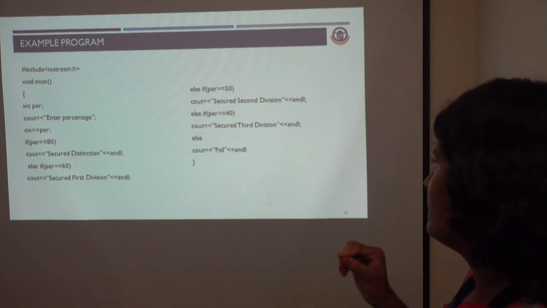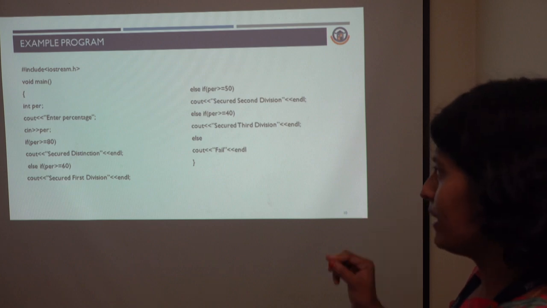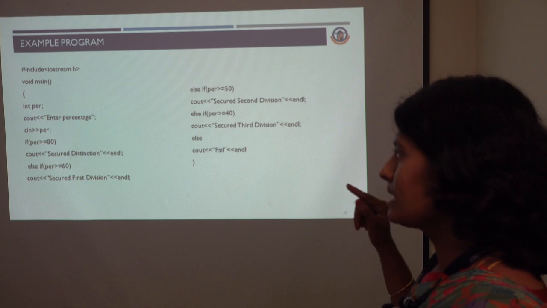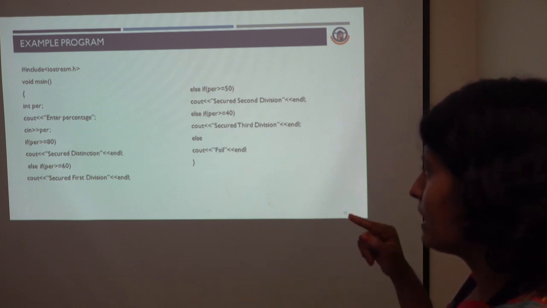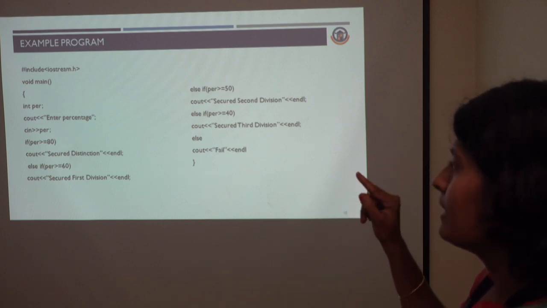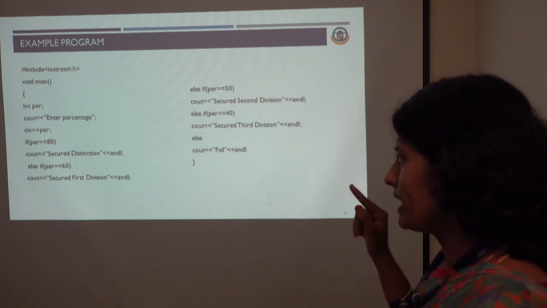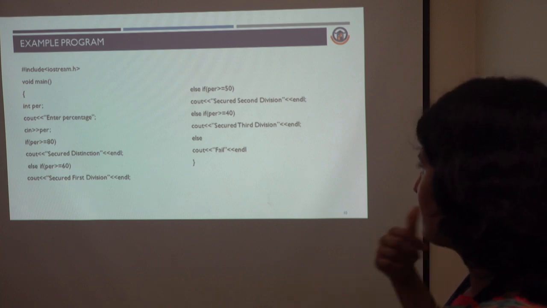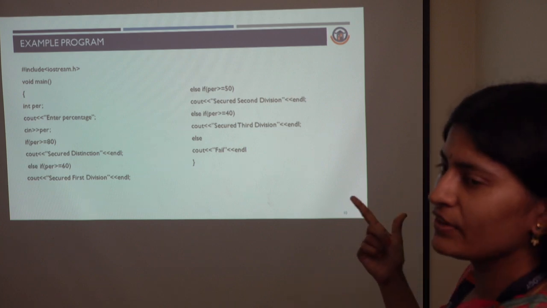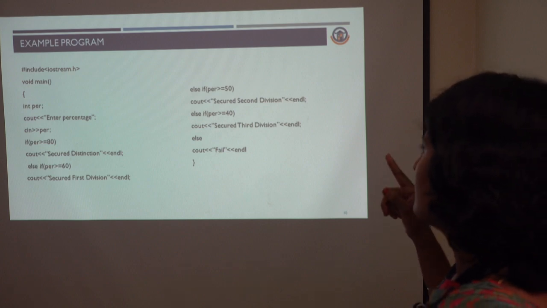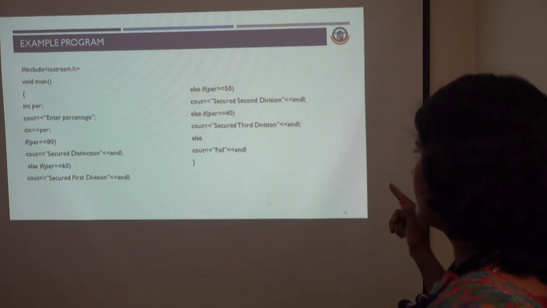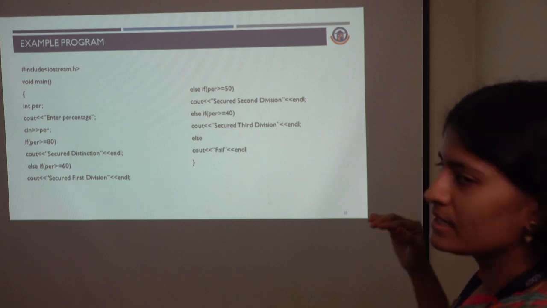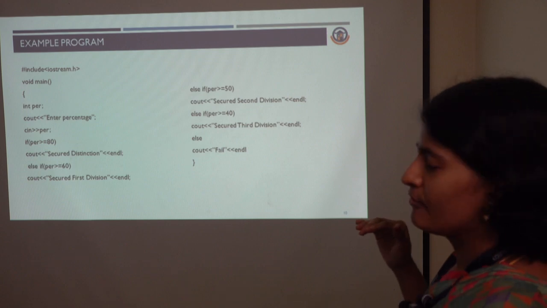If we give a percentage of 35, it will check with the first if condition, and the condition fails. Again it will check the else if statement, that is, 35 is greater than or equal to 60. Again the condition fails. Then it will check the next else statement, and the condition fails again. The fourth one also fails because 35 is not greater than or equal to 40. Then it will finally enter the last else statement, that is the default statement, and it will print fail here.